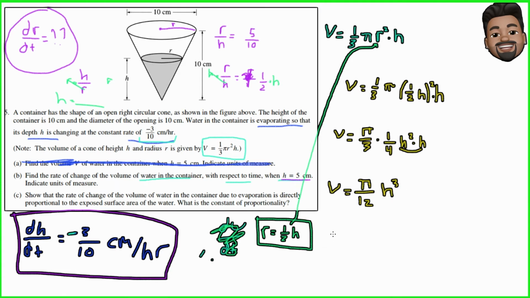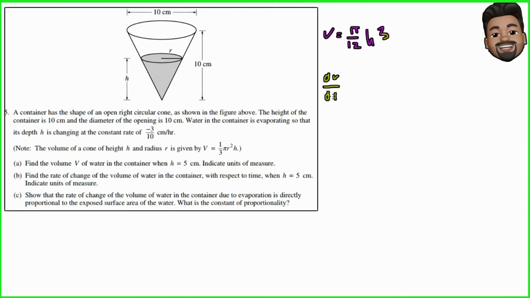Now let's take our derivative of this. Let me go ahead and just clear this out. dV/dt is going to equal pi over 12. And if you remember, it's been a while, I like to put a set of parentheses around the h. I'm going to use the power rule, bring the 3 down. So I'm going to get 3h squared, and then the derivative of h, remember this is implicit, is dh/dt.